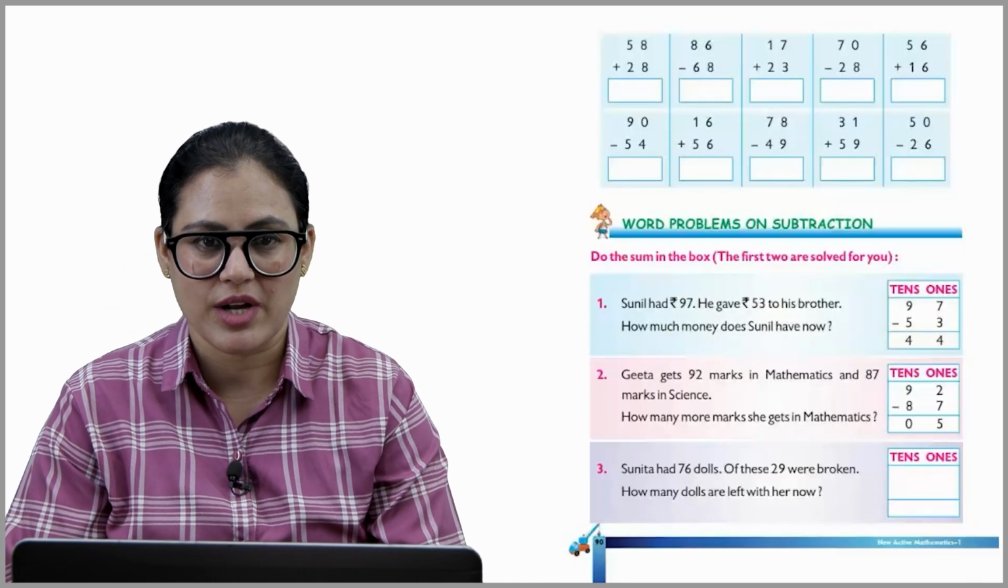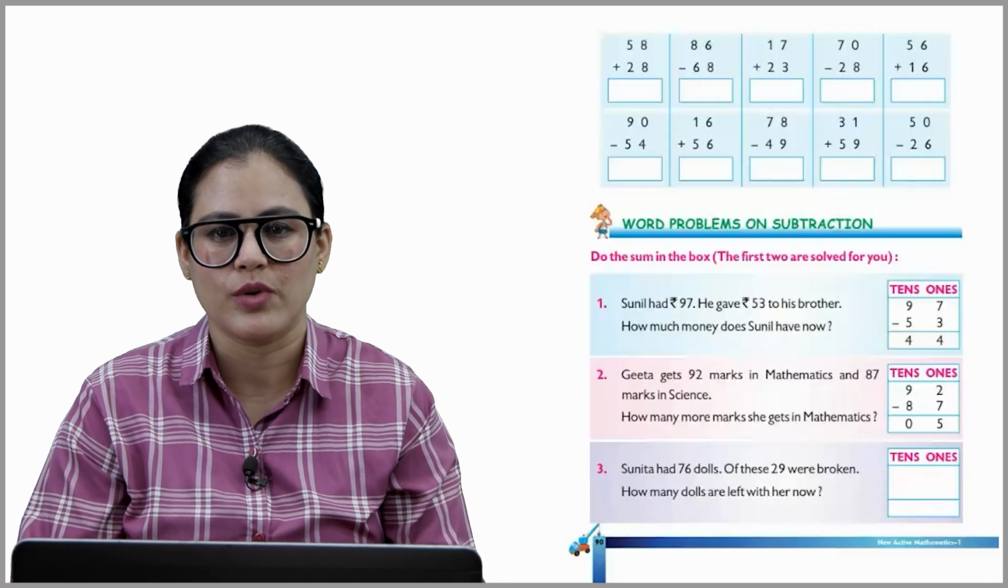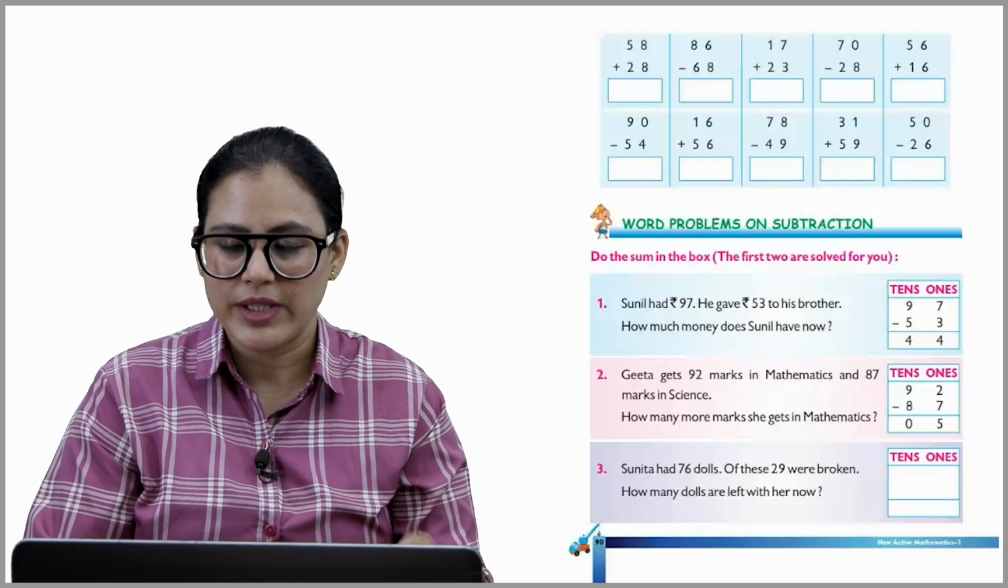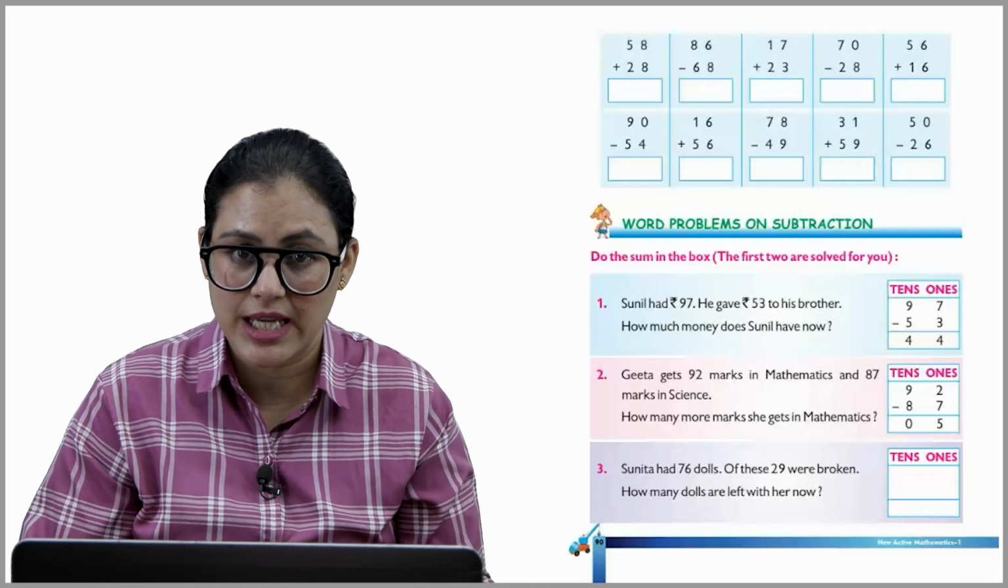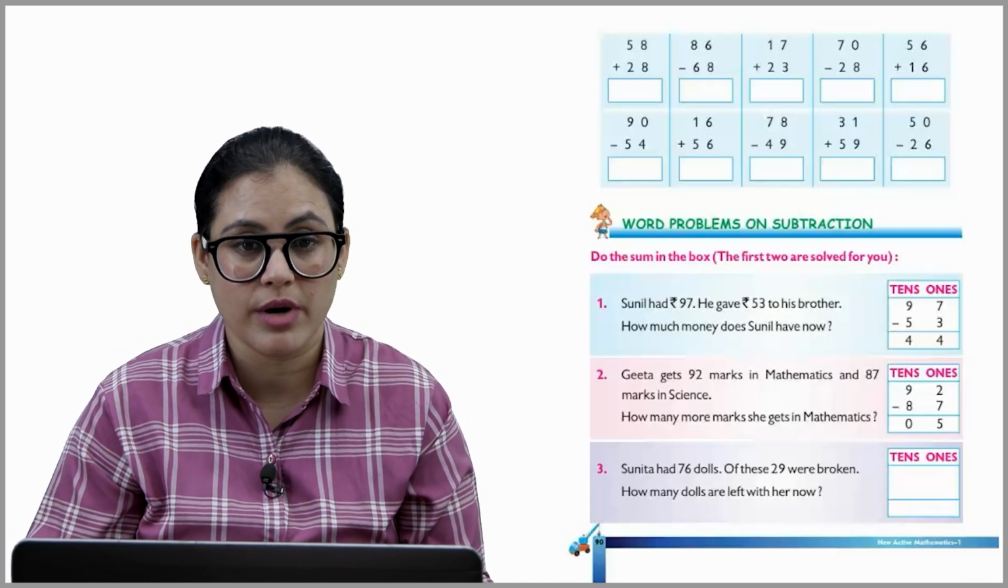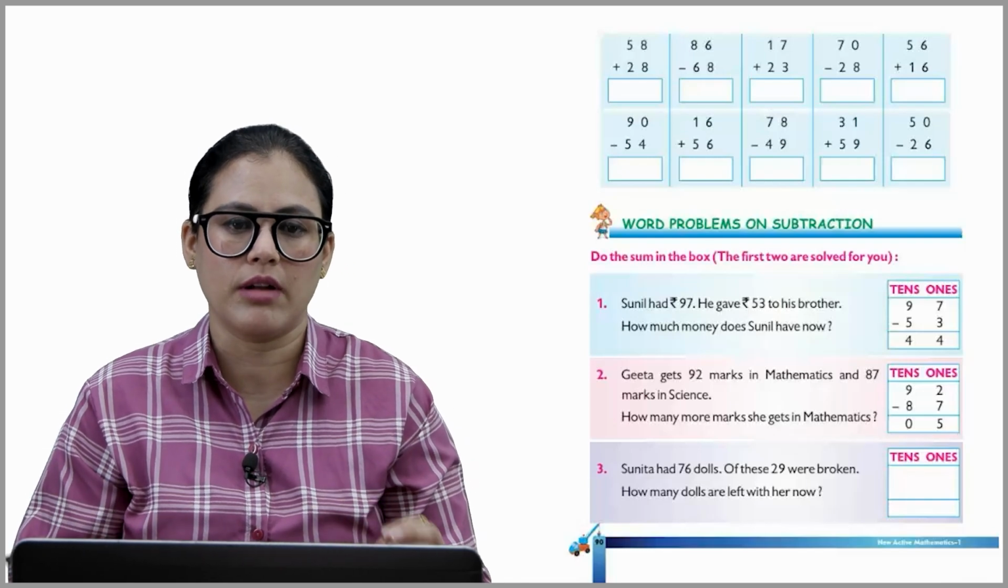Word problems on subtraction. Do the sum in the box. The first two are solved for you. Number 1, Sunil had rupees 97. He gave rupees 53 to his brother. How much money does Sunil have now?